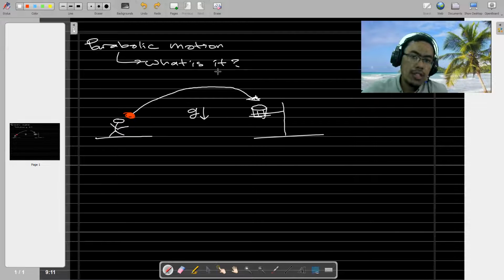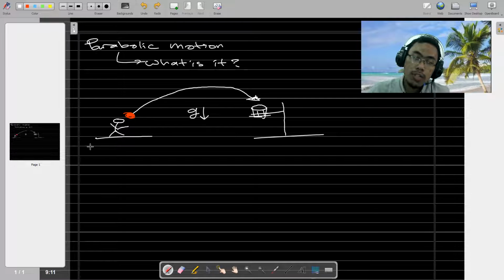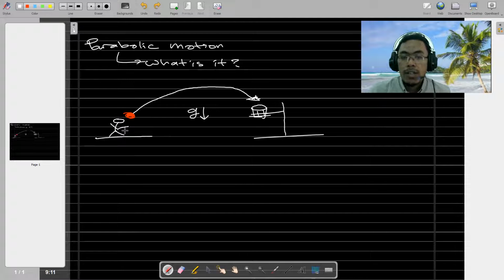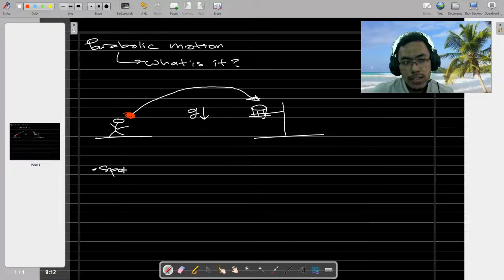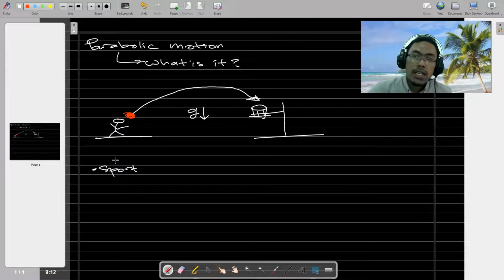Now, what is the application? In which sectors can we apply this kind of motion? Actually, there are a lot of areas where we can apply this concept. The first one is in sport, as I mentioned before.